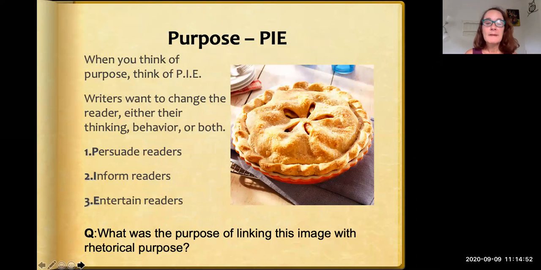When you think of purpose, think of pie. Writers want to change the reader, either their thinking, behavior, or both. P, persuade readers. I, inform readers. E, entertain readers. What was the purpose of linking this image with the rhetorical purpose, or pie?